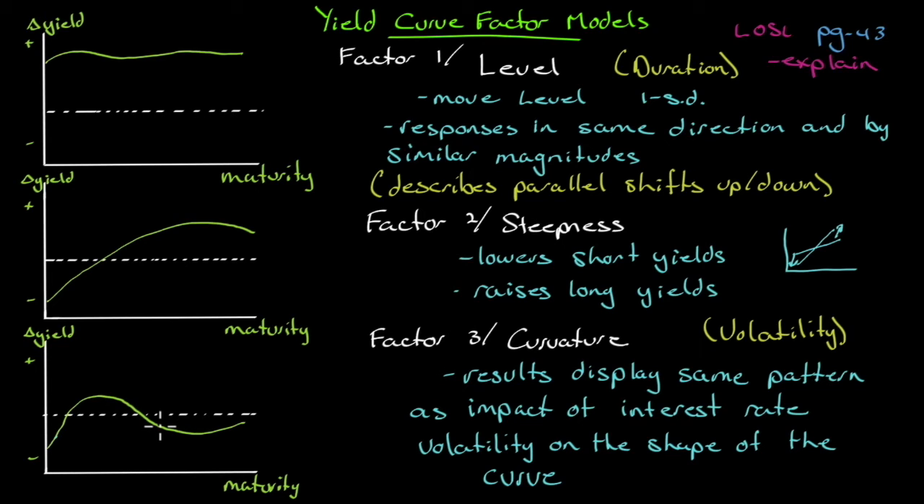Now, again, you don't know it's called curvature, and you have to figure out what effect that could be. Well, it turns out that one of the researchers, I don't know which one, said, you know what? I've done research before on a particular variable, and this looks like the same thing. So he concluded the results display the same pattern as the impact of interest rate volatility on the shape of the curve. So they call this factor curvature, which really is capturing the volatility across the rates.